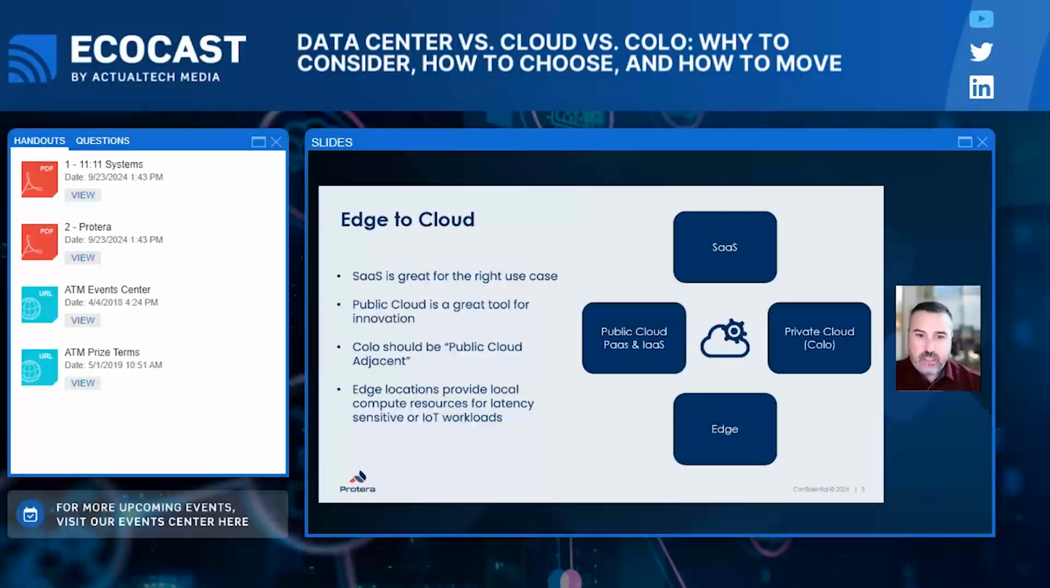And then what I like to see is this almost kind of relationship between public cloud and what I like to look at as public cloud adjacent, private cloud or colo. And we'll talk a little bit about what makes it public cloud adjacent, what do you mean by that, and what workloads are best for these different use cases, again, based on all of our different themes and factors.